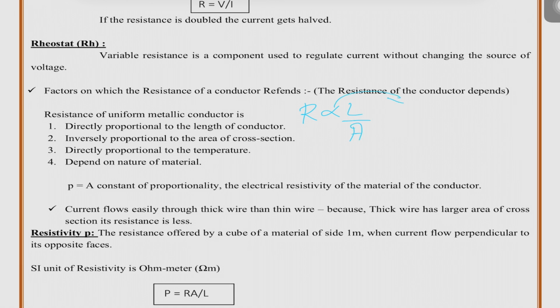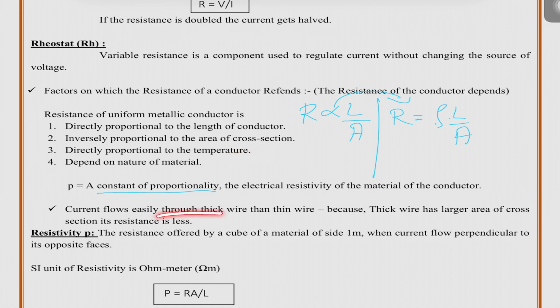In order to remove this proportionality, we can introduce a proportionality constant called rho by introducing an equal to sign. L by A remains the same. This rho, we call it a constant of proportionality. So resistance also depends on the nature of the material. So it depends on what type of material it is. Based on that, the resistance will change, and it is directly proportional to the temperature also.